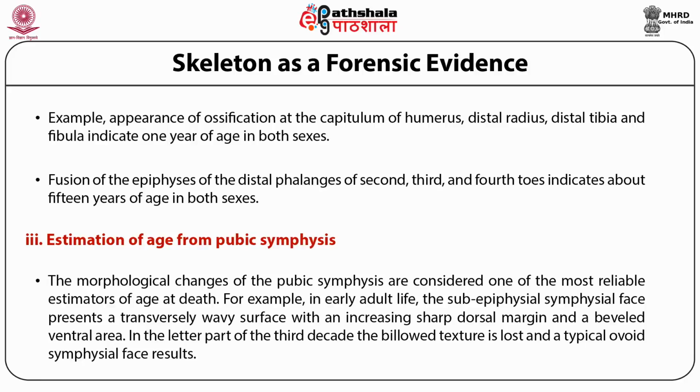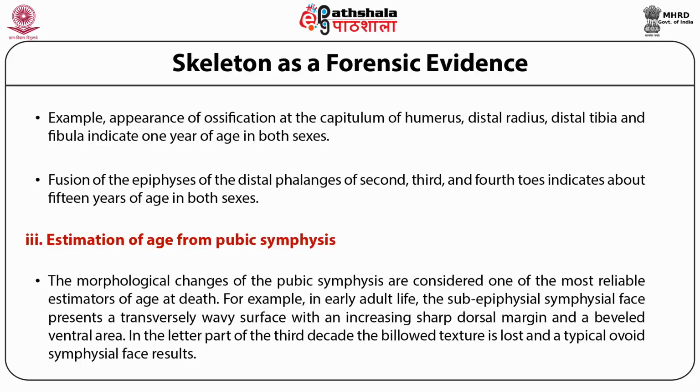For example, in post-adolescent and early adult life, the subepiphyseal symphyseal phase presents a transverse billowed or wavy surface with an increasingly sharp dorsal margin and a beveled ventral area. In the later part of the third decade, the billowed texture is lost and a typical overt symphyseal phase results.